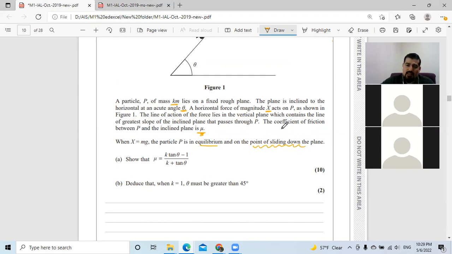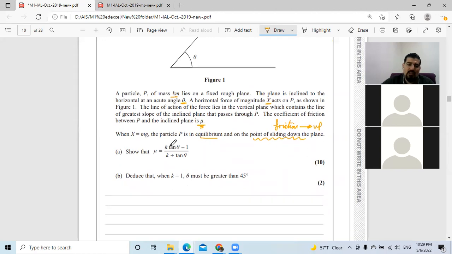When they say sliding down, that means the friction is acting where? Upward, exactly. Why? Because the object starts to move downwards. That means the friction force, which acts against the motion, is upwards. Show that mu equals k tan theta minus 1 over k plus tan theta.